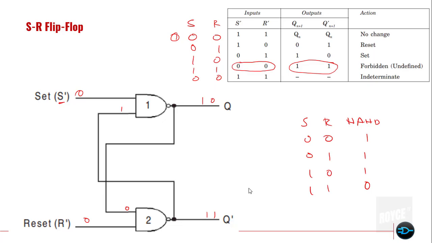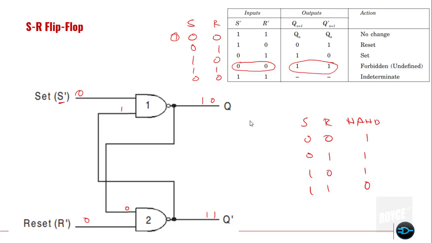Now, why is that called forbidden state? Because, sabi natin sa definition ng flip-flop, meron siyang dalawang output. Isa is the Q, and the other is the complement. So, if both of them will be 1, masisira yung definition that the other is the complement of the other output. So, this is the forbidden state.